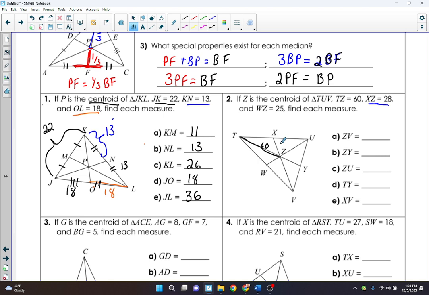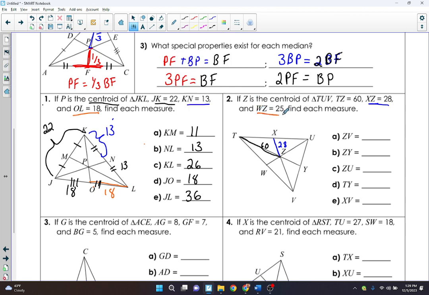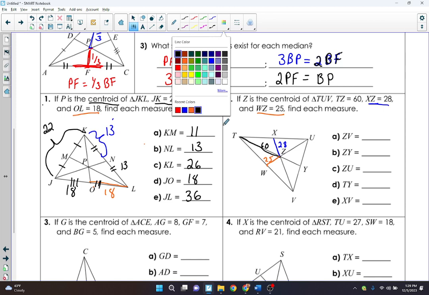XZ is 28. So this line here is 28. And WZ, where's WZ? WZ, so this line over here, that line is 25. Okay. Let's figure it out.